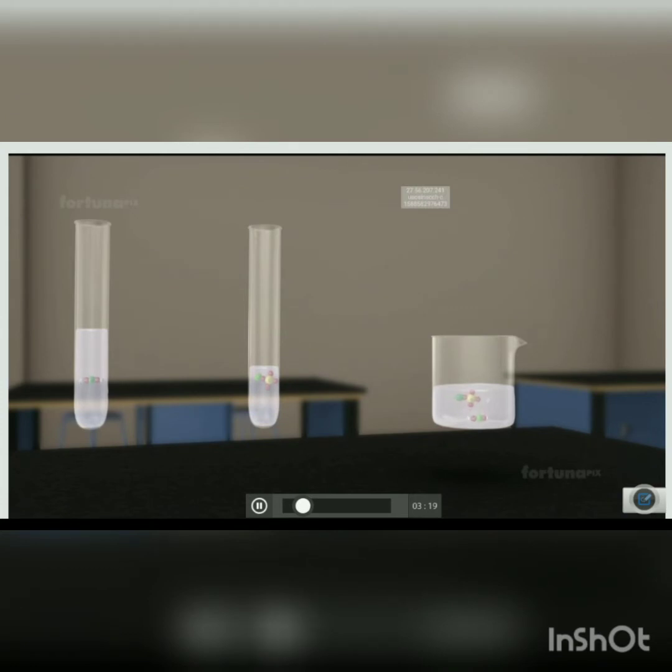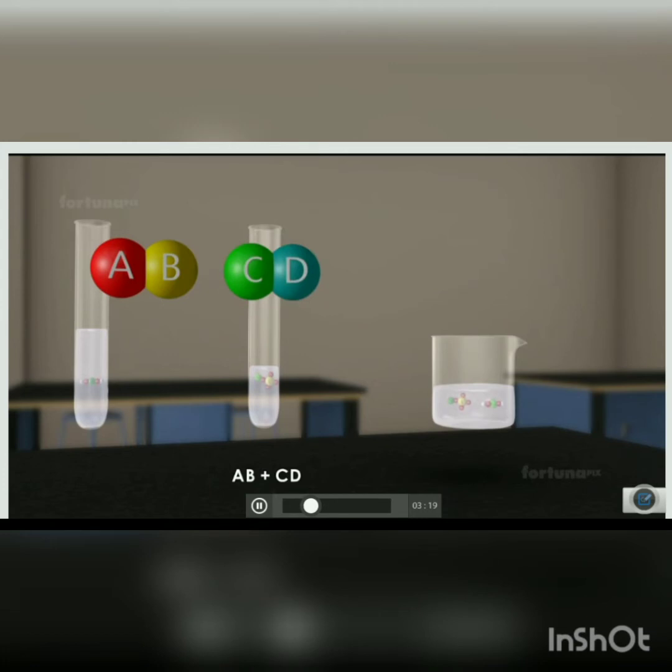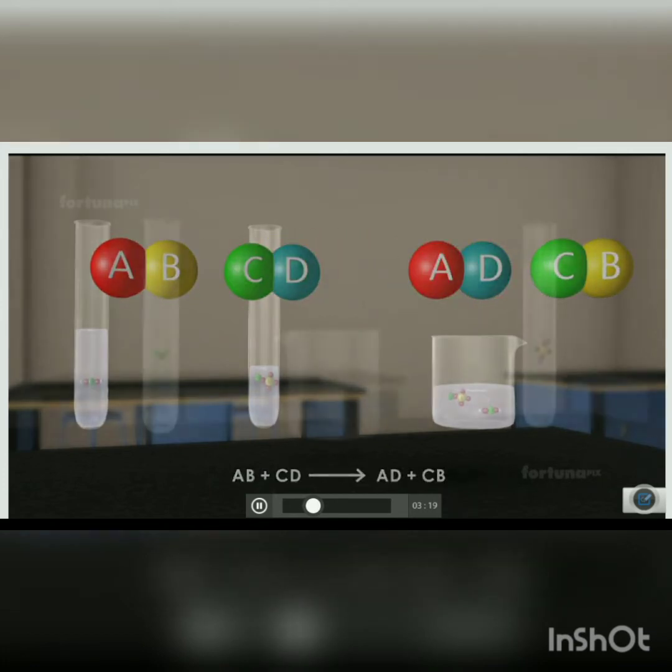Double displacement reactions generally take place in aqueous solutions of ionic compounds. The formation of a precipitate is a general characteristic of double displacement reactions. For example, compound AB reacts with compound CD and forms compound AD and compound CB.